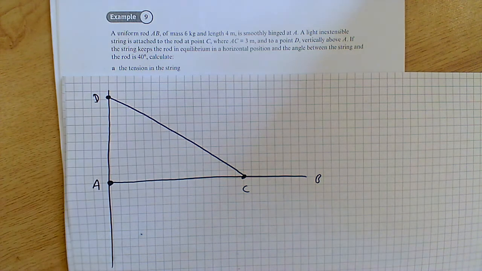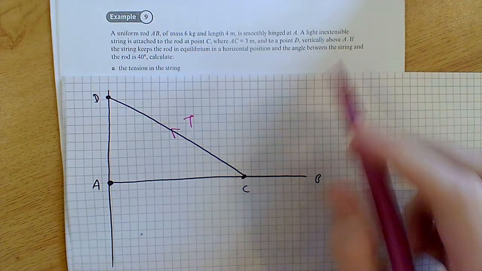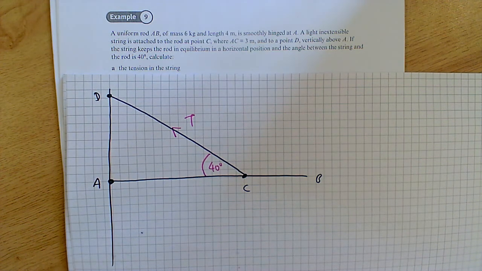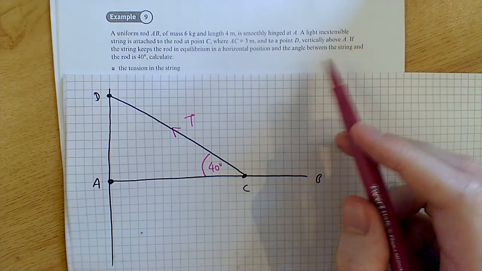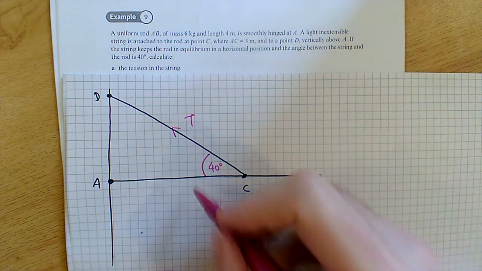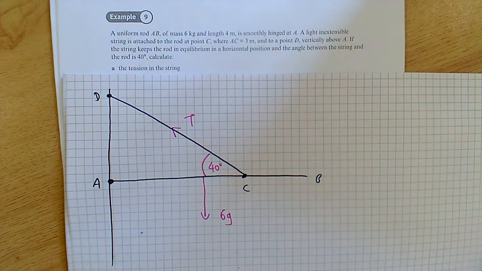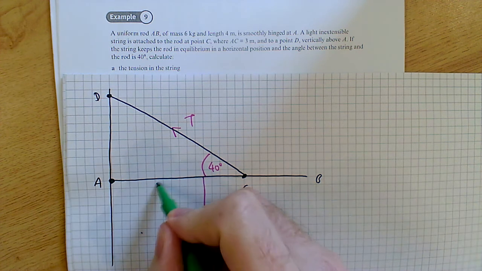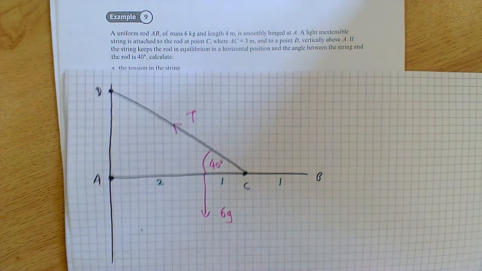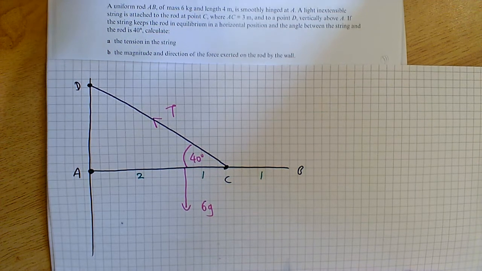So if we begin to mark on all the forces, we've got the tension force. It tells you that the string and the rod make 40 degrees here. And then we've got the force straight down, which is going to be 6 kilograms, so 6g, and it's uniform, so it's in the middle. So 6g in the middle. And then we've got some lengths to put in, so the whole thing is 4, this is 2, this is 3 meters from A, so this makes that 1, and this is 1 here as well. Now I've almost finished, we just need to deal with the hinge assumption. So that's what they've described there in terms of the picture.